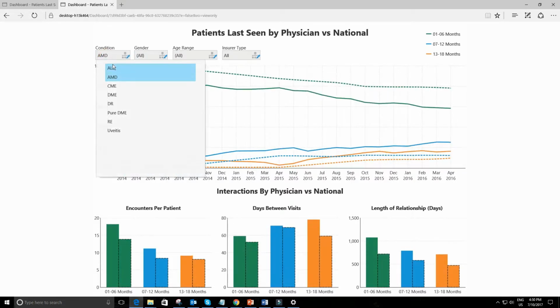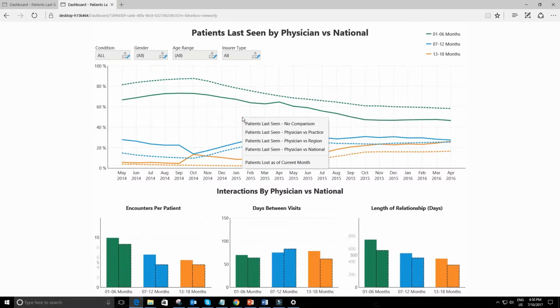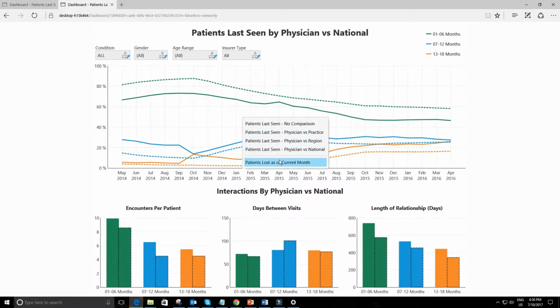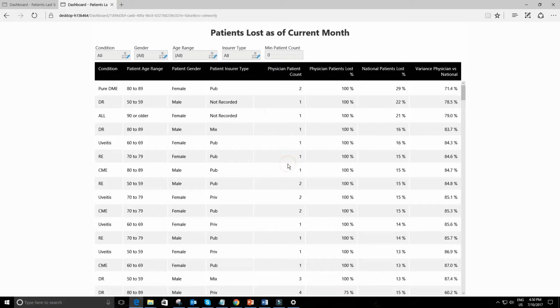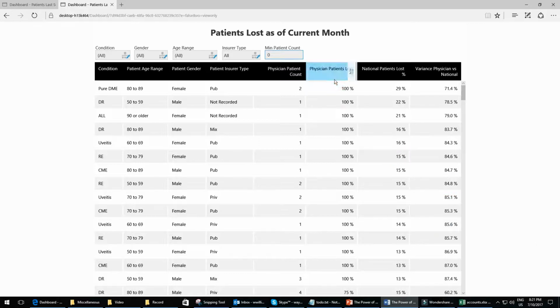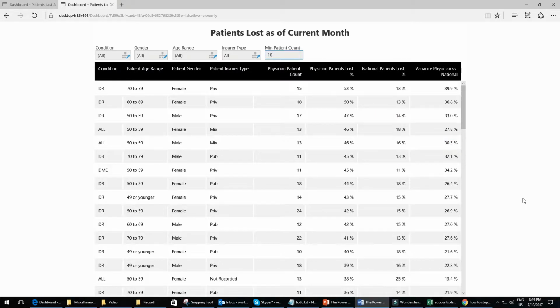Instead, we're going to right-click the upper graph like this and use a little helper screen called Patients Lost as of current month. This screen shows all combinations of relevant filter criteria, but orders them by percentage of patients lost. Initially, it shows what I call junk combinations, i.e. combinations involving very low patient counts. But if I set the minimum patient count filter here to 10, it displays more meaningful combinations.